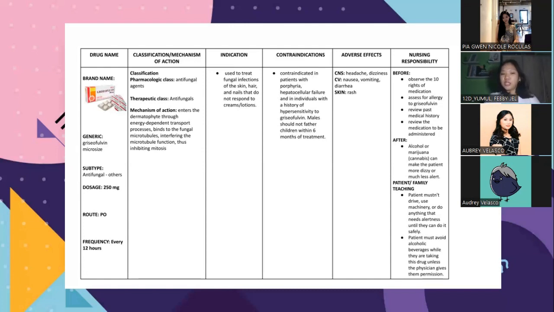We have the responsibility to observe the 10 rights of medication, assess for allergy to griseofulvin microsize, review the past medical history, and the medication to be administered. Alcohol or marijuana or cannabis use can make the patient more dizzy and much less alert. We also have the responsibility for patient education. Patient mustn't drive, use machinery, or do anything that needs alertness until they can do it safely. Patient must avoid alcoholic beverages while they're taking this drug unless a physician gives them permission.